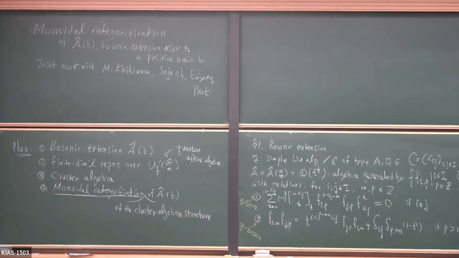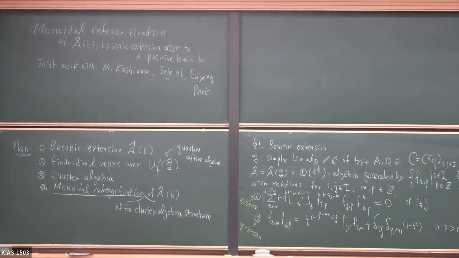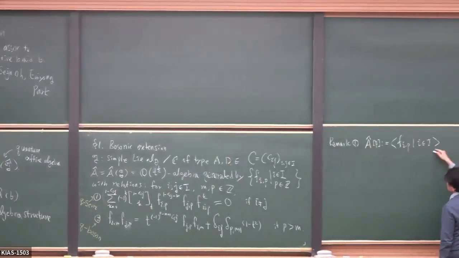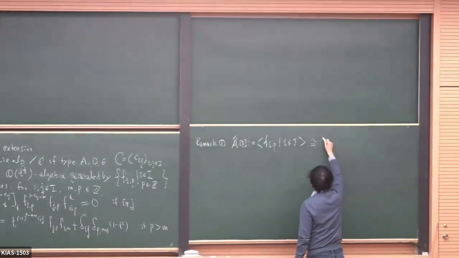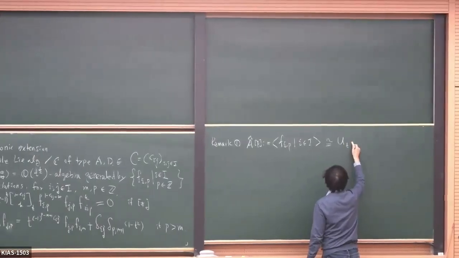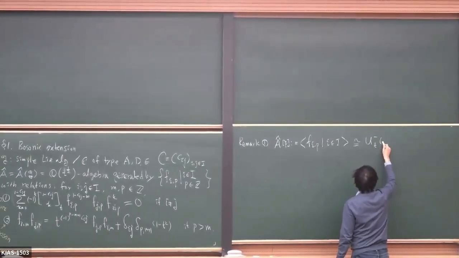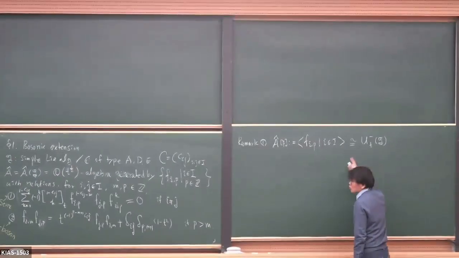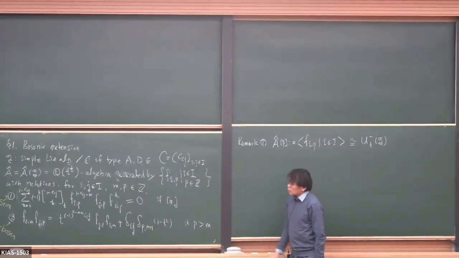So as I told you, if we consider the algebra, say A hat P, this is a subalgebra generated by the generator F_i^p, P is fixed, and it is isomorphic to the half of quantum groups, U_q minus. Because half of quantum groups is generated by F_i together with the Q-set relation only.